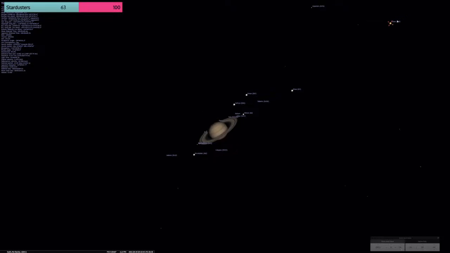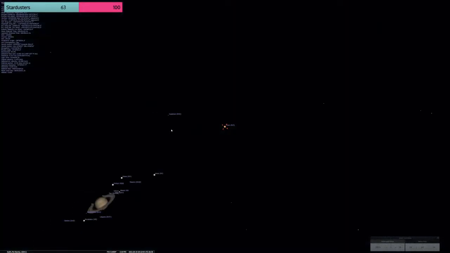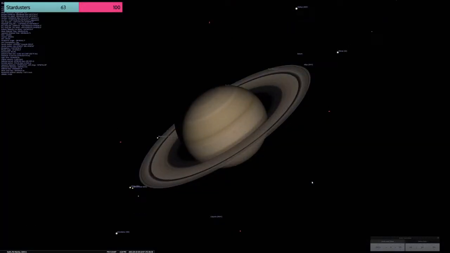Saturn has a huge moon named Titan. It looks like this, and it does look very pale because it actually has an atmosphere. It's the only moon in the solar system with an atmosphere. So you don't actually see the surface of Titan when you look at it. You're looking at the clouds around it, made of methane.